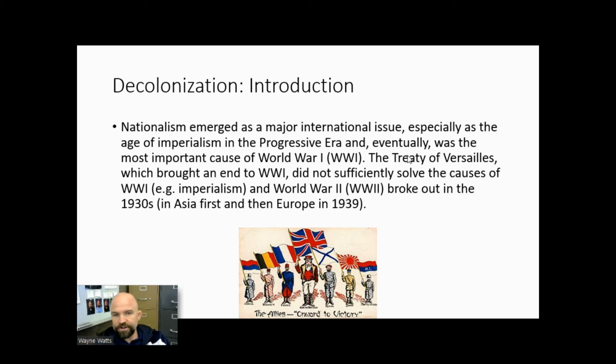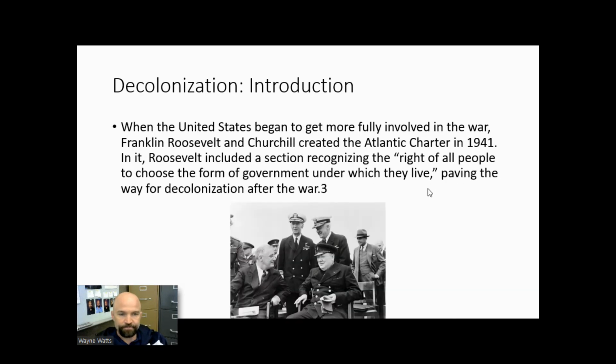The Treaty of Versailles, which brought an end to World War I, did not sufficiently solve the causes of World War I, for example, imperialism, and World War II broke out in the 1930s, in Asia first and then in Europe in 1939. When the United States began to get more fully involved in the war, Franklin Roosevelt and Winston Churchill created the Atlantic Charter in 1941.